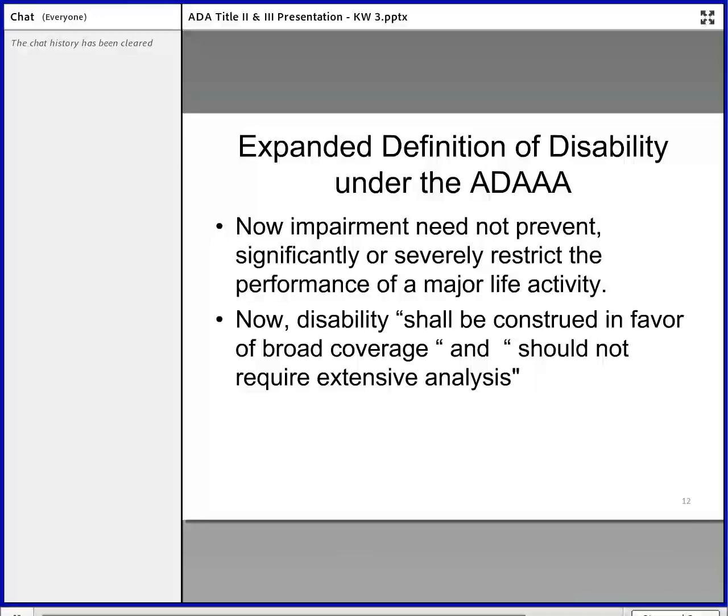But what it did was it expanded the definition by saying now an impairment need not prevent, significantly, or severely restrict performance of a major life activity. It has to simply be an impairment that restricts someone's major life activity. And now disability shall be construed in favor of broad coverage, and should not require an extensive analysis. And so basically what they're saying is this: if an individual can say that they are restricted in some way because of a physical or mental impairment that is related to a major life activity, then they are considered a person with a disability. Next question.